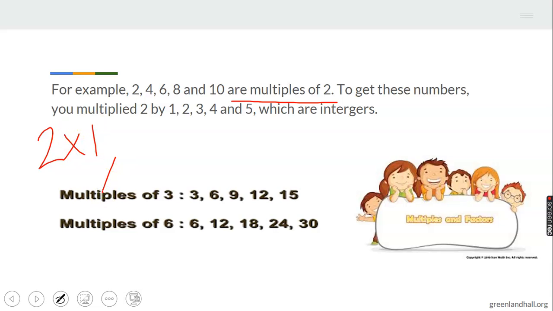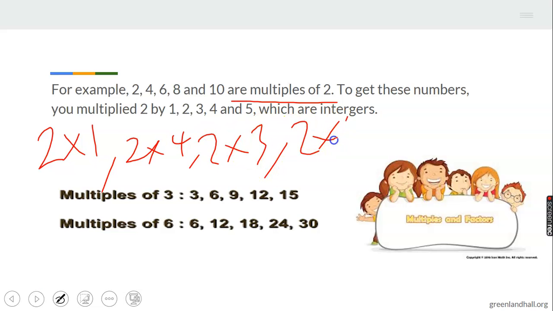Now we move on to 4. They are multiples of 2. 2 times 2 is going to give me 4. 2 times 3 is going to give me 6. 2 times 4 is going to give me 8. 2 times 5 is going to give me 10.